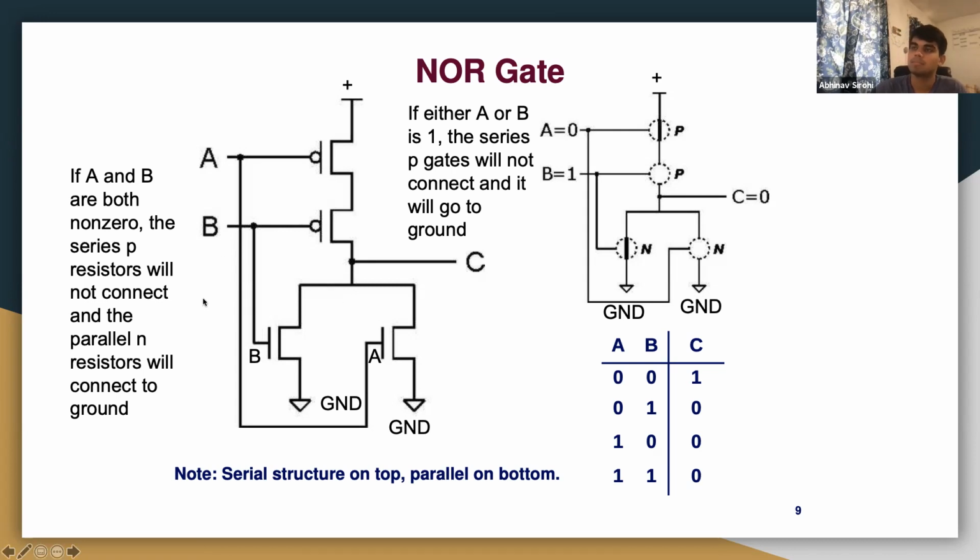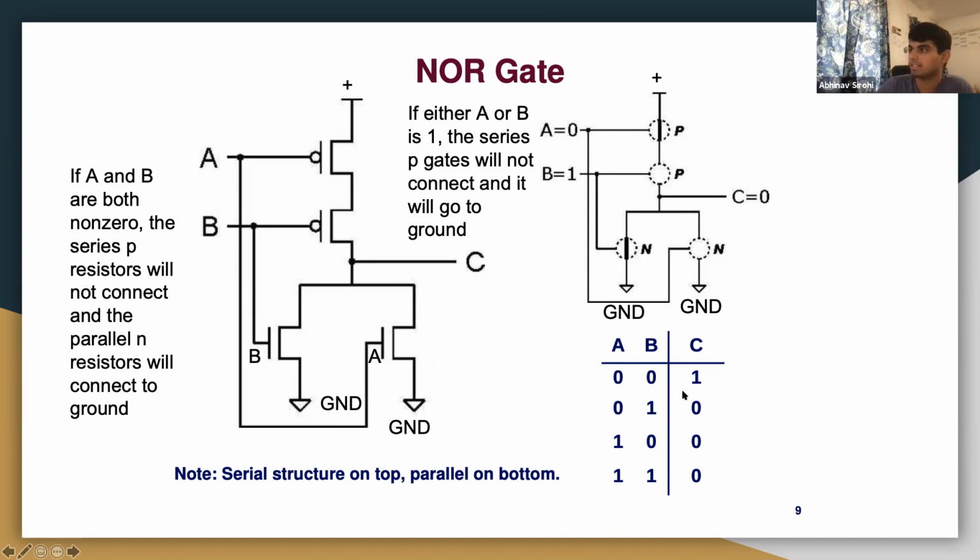This circuit over here. Let's take a look at what's happening here. We have two inputs, A and B, and they could be either 0 or 1, right? Both of these inputs are connected to these serial P gates here, okay? And they're also connected at the same time over here to these parallel N gates. So we have the serial structure up top and the parallel structure down here, and both inputs are going into both of those structures. And let's take a look at our truth table, right?